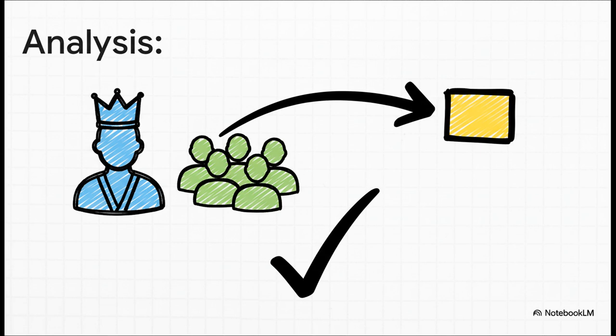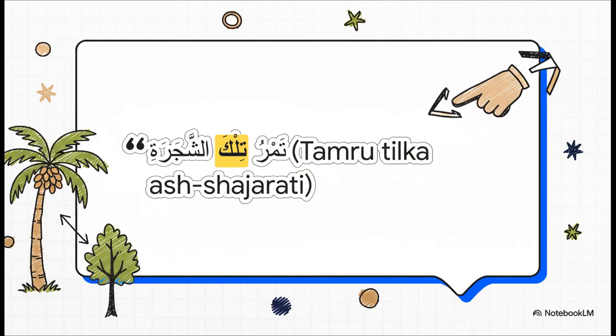So, let's walk through it. The pronoun is after the main phrase. That's our rule number 2. And that means it has to point back to the first noun, which is kabir, the leader. So, it's not a full sentence. It's the descriptive phrase, this leader of theirs. See? Perfect. Okay, let's try one more.